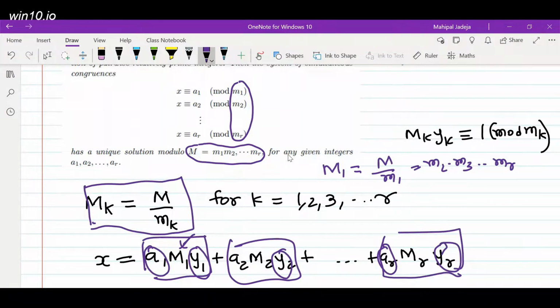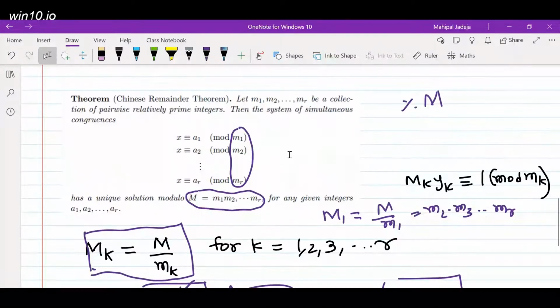So that is the idea of this Chinese remainder theorem, and you can extend it, right? So the value of r can be anything. All you need to do is first verify whether these numbers are pairwise relatively prime or not. Then only this will work.